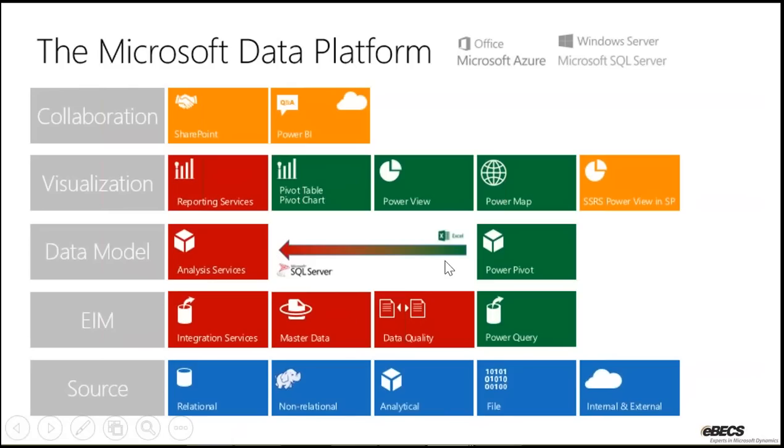The next layer is your data model. And we'll start with the multidimensional Analysis Services. These are the cubes that come in AX. These are the cubes you've always heard about, slicing and dicing, creating your pivot tables in Excel. You're going to use these cubes for that.